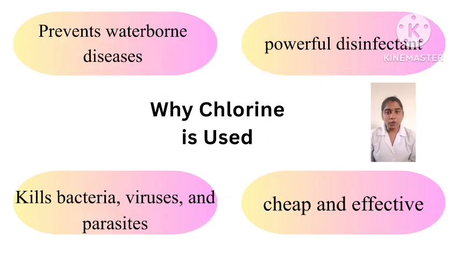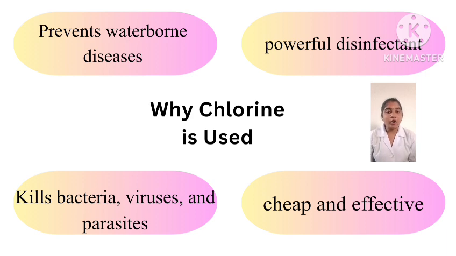Chlorine is widely used in water treatment. First, it kills disease-causing microorganisms. Chlorine destroys the bacteria, viruses, and parasites present in water. Second, it prevents waterborne disease. By disinfecting water, it helps to control diseases such as cholera and typhoid. Third, it is fast and highly effective. Chlorine acts quickly compared to many other disinfectants.